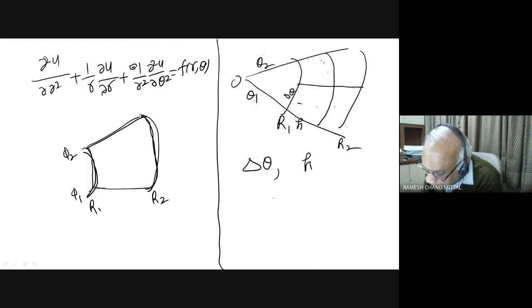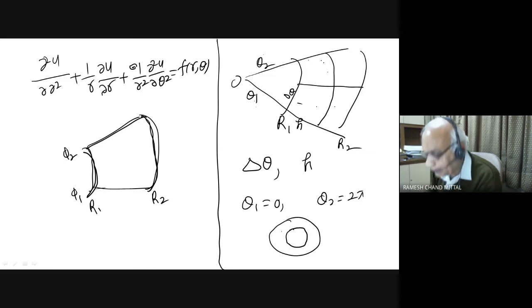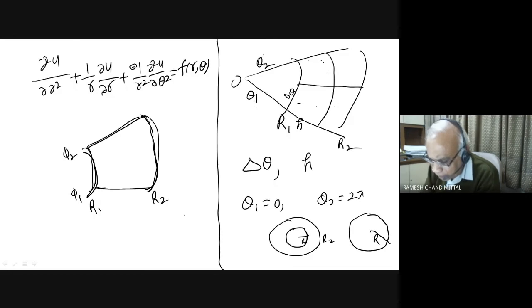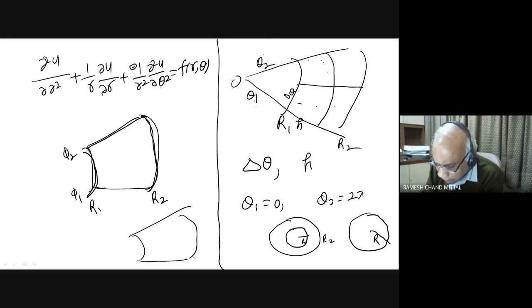If I have something like theta 1 is 0 and theta 2 is 2 pi, I have a full circle like thing. I can have something like this in an annulus region, or I can have a full circle only. Here my theta is going 0 to 2 pi and r is 0. Here r is going from r1 to r2. So this is my annulus region. This is my full circle.